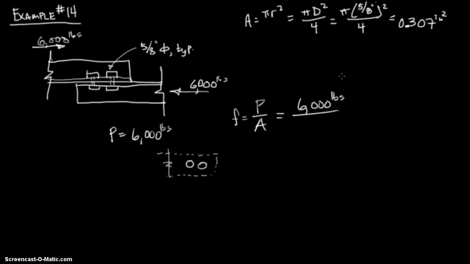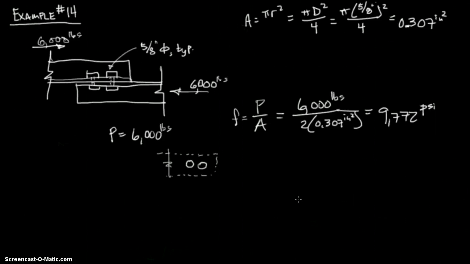And we know there's two of those, so since there's two bolts, we'll just multiply it down here. Inches squared. 6,000 divided by 2 divided by 0.307 equals 9,772 pounds per square inch.